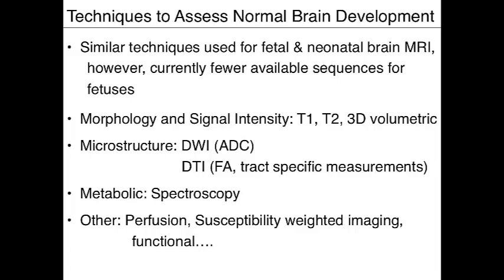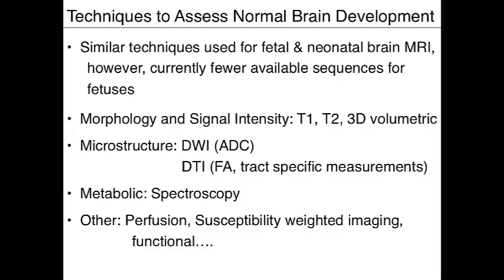We look at the morphology and signal intensity of the developing brain, and we typically use in the fetus the T2 weighted images, and in the neonate T1 and T2 weighted images. You can also use 3D volumetric imaging, which can be acquired as a 3D volume in the neonate. In the fetus, you can take two-dimensional images and post-process them into three-dimensional higher resolution images, which I'll show you.